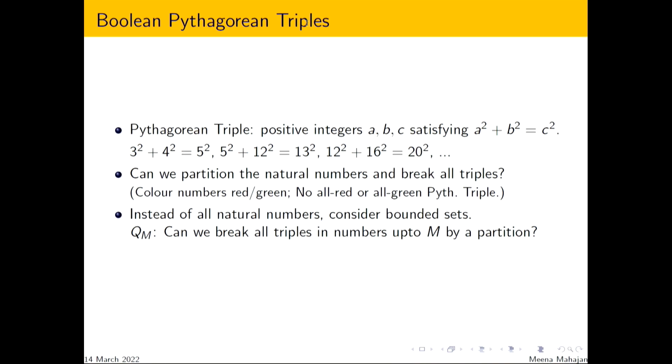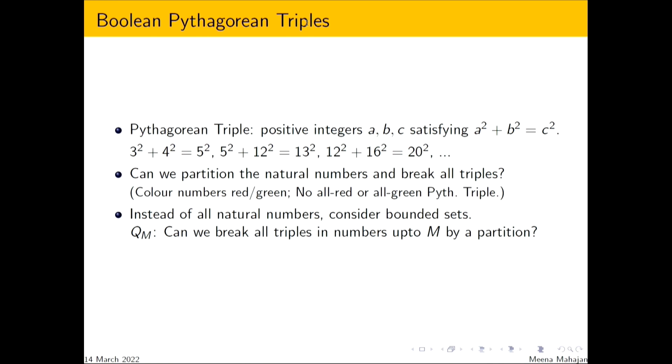It seems a bit strange because the statement involves numbers. It seems like using some kind of combinatorics, some kind of arithmetic, maybe additive combinatorics, surely there should be a fairly simple proof of this. That didn't seem to be the case. One could also, instead of looking at all natural numbers, consider just bounded sets. So instead of asking, can we break all Pythagorean triples?